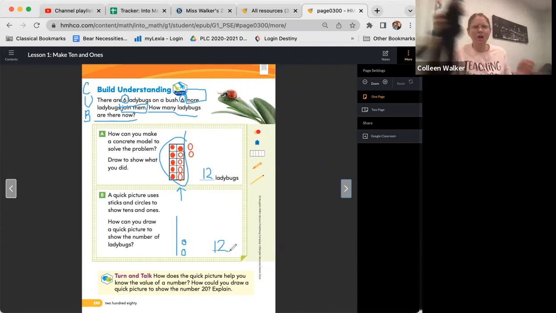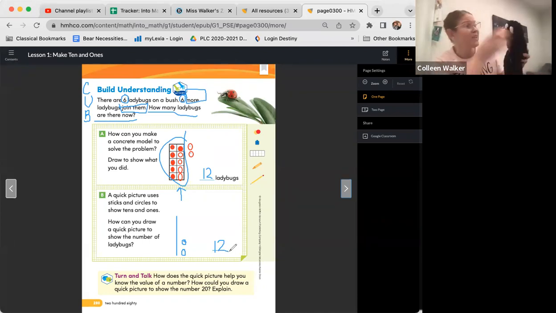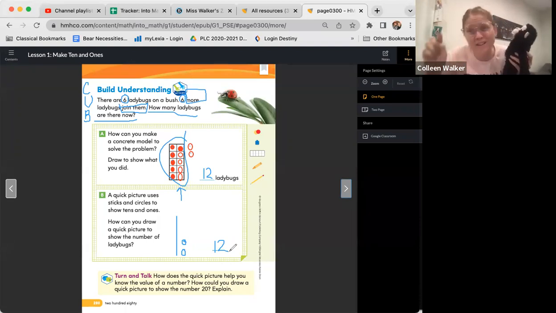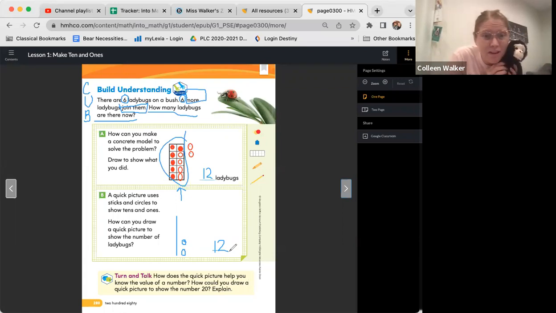12. Time for a turn and talk, monkey. How does the quick picture help you know the value of a number? How could you draw a quick picture to show the number 20? What do you think? So Monkey said that two groups of 10 make 20. So he could draw two lines to show the two tens. He said there's no ones, so he wouldn't have to do any circles. Awesome, Monkey. Let's see. And how does the quick picture help you know the value of a number?